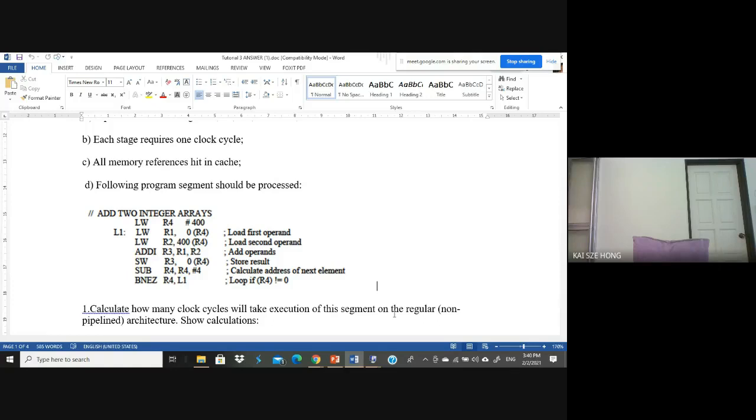Because each stage will require one clock cycle, one instruction is 5 cycles. So how many clock cycles are there? I give you 3 minutes to do this calculation. One instruction requires 5 stages, and one stage requires one clock cycle. Now you have the loop instructions, running for 100 times. Which one is the answer?